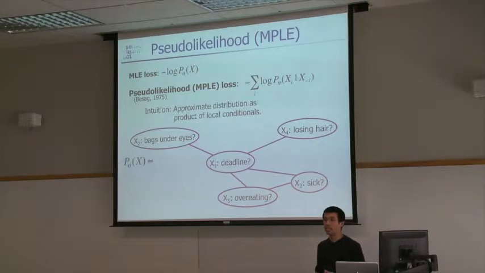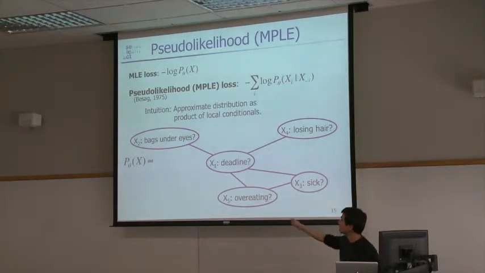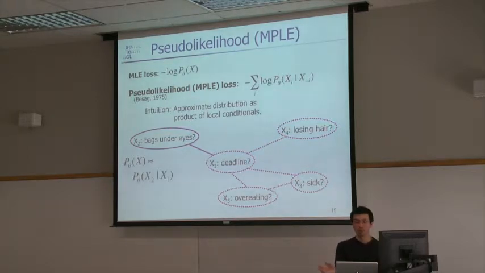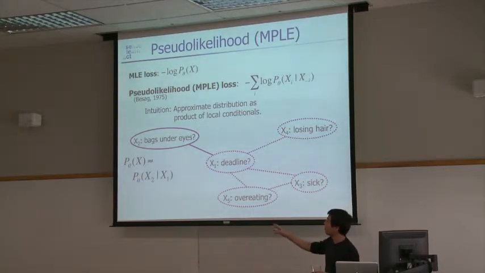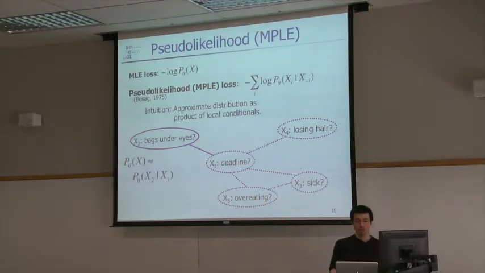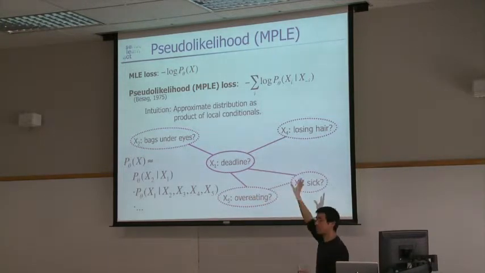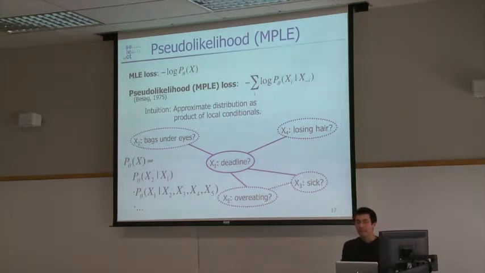The intuition behind this is that you want to approximate a distribution as a product of a bunch of local conditional distributions. In this case you have this entire distribution, p of x, and you want to say it's approximately equal to the probability of x2 given its neighbors times the probability of x1 given its neighbors, and so on. This is a pretty hand-wavy intuition, but there's been previous work showing empirically and in some theoretical sense that it's a good idea to do this.